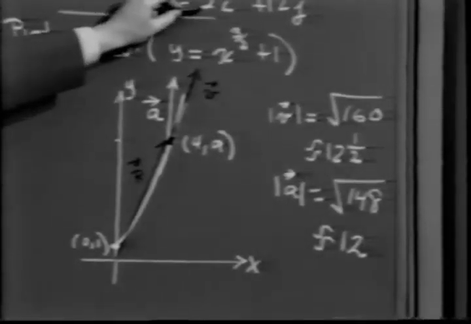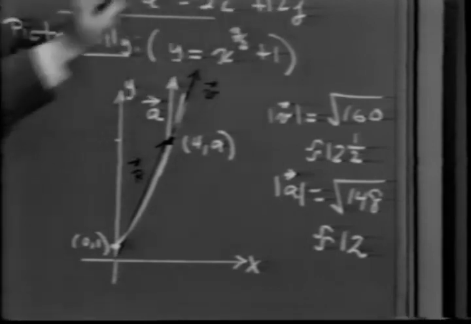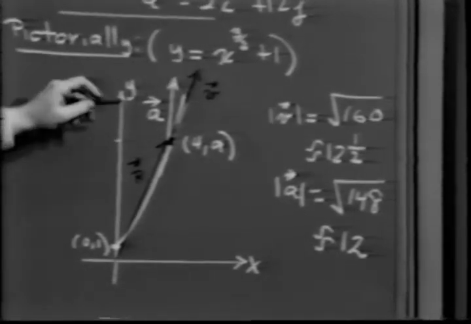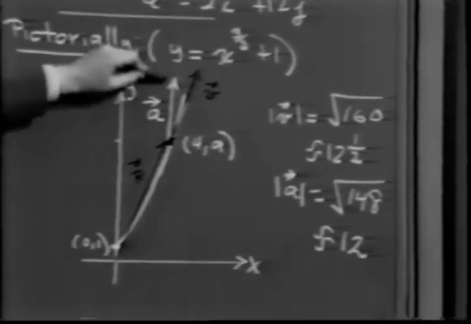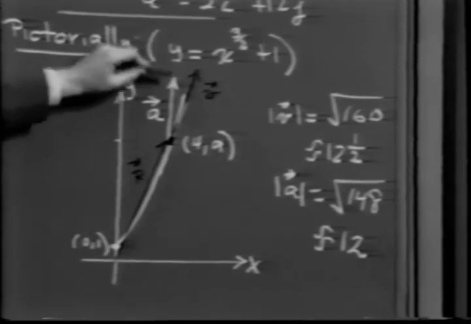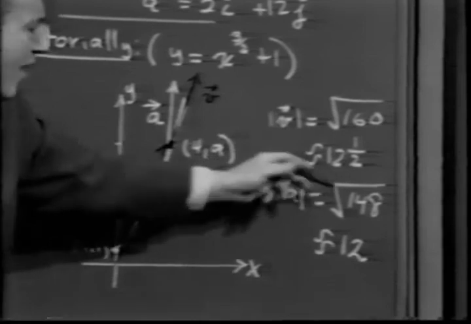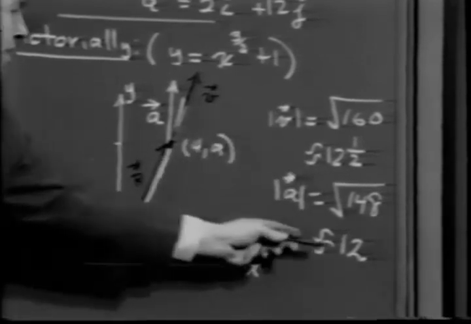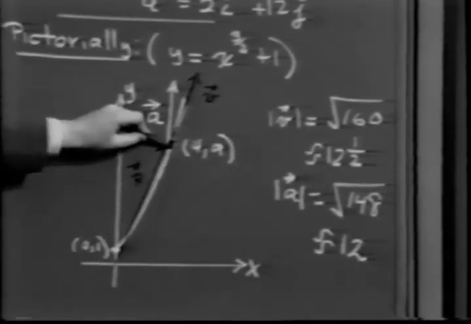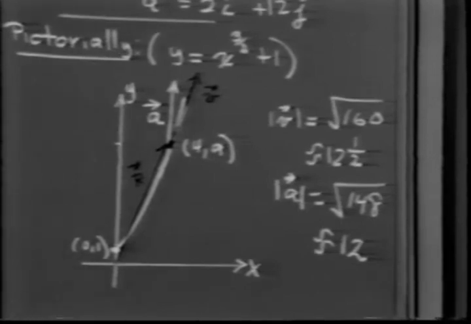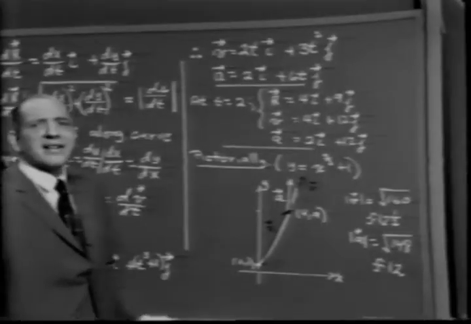In a similar way, the slope of the acceleration vector at that point is 12 over 2, which is 6. So the slope is 6. That's a pretty steep line here. And the magnitude is what? The square root of 4 plus 144, the square root of 148, which I just call approximately 12 to give you a rough idea. I can draw this to scale as well.